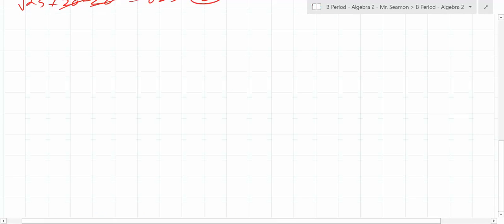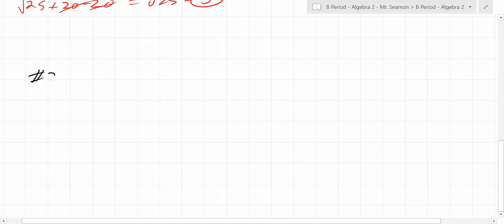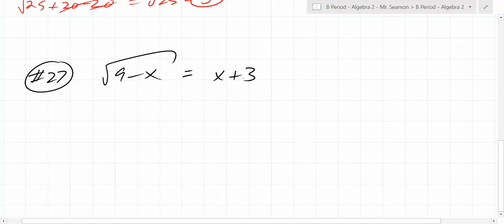Next one, 27, I think you were asking about? 27 gets a little bit more fun. The square root of 9 minus x is equal to x plus 3. What's that first word for these that I liked you to remember, it begins with an I? Isolate. Is the radical isolated? Yes. So what's your only step at this point? You end up with 9 minus x is equal to this squared.